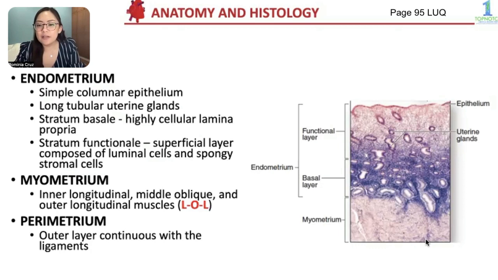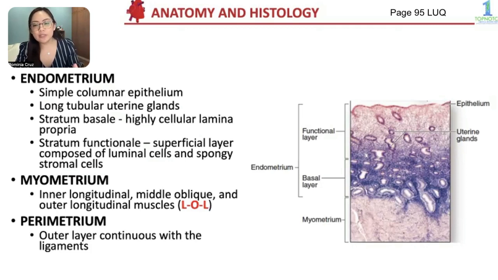And then the other layer would be your stratum functionale, which is the superficial two-thirds of your endometrium composed of the luminal cells of your zona compacta and spongy stromal cells of the intermediate zona spongiosa. So this area is supplied by the coiled or spiral arteries, and it is the layer responsive to your hormones. And since it's responsive to your hormones, it is also the layer that is sloughed off during menstruation. That's your stratum functionale.